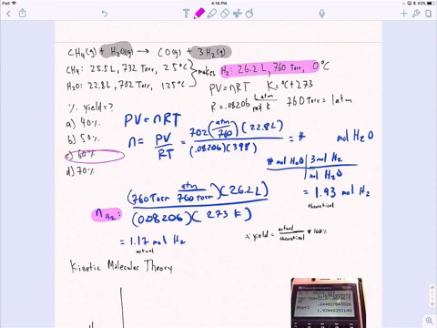If you look at what I highlighted in the pink there, that is the actual yield. That ends up being 1.17 moles. And 1.17 divided by 1.93 is 60%. So, questions with that? Okay.